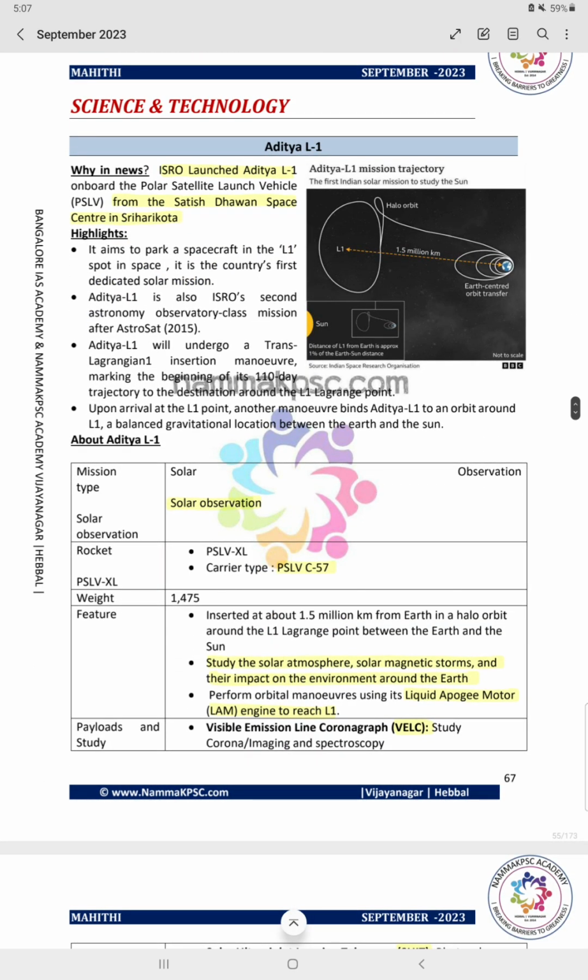Then we have Aditya L1, which is also in the news. It was launched by ISRO from the Satish Dhawan Space Centre in Sriharikota. It was launched with the help of PSLV C-57, and it is mainly for the observation of the Sun. What we have to know here is where it is going. It is going to the Lagrange point L1, which is between the Sun and the Earth.